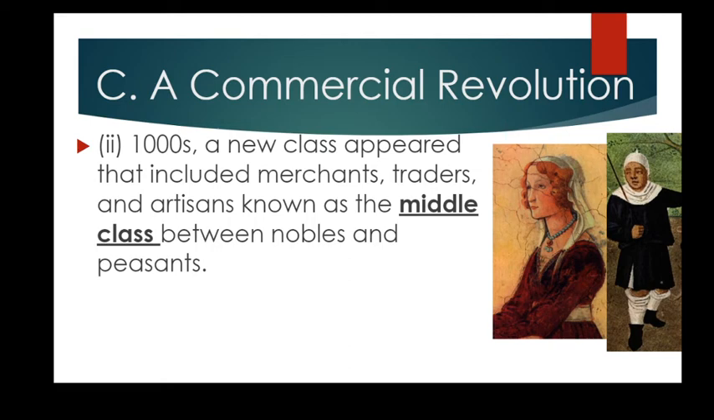By then, thousands of people in a new class appeared. We call them the middle class, okay? These were merchants, traders, and artisans, and they're between the nobles and these peasants. They're not working the land. They're not super poor like the peasants are, but at the same time, they're definitely not from the right family. They are not a noble or anything like that. So therefore, they're in this middle class. And it's important that this middle class is not nearly as robust as the American middle class today. However, it is going to be wealthier than the poor class as well.